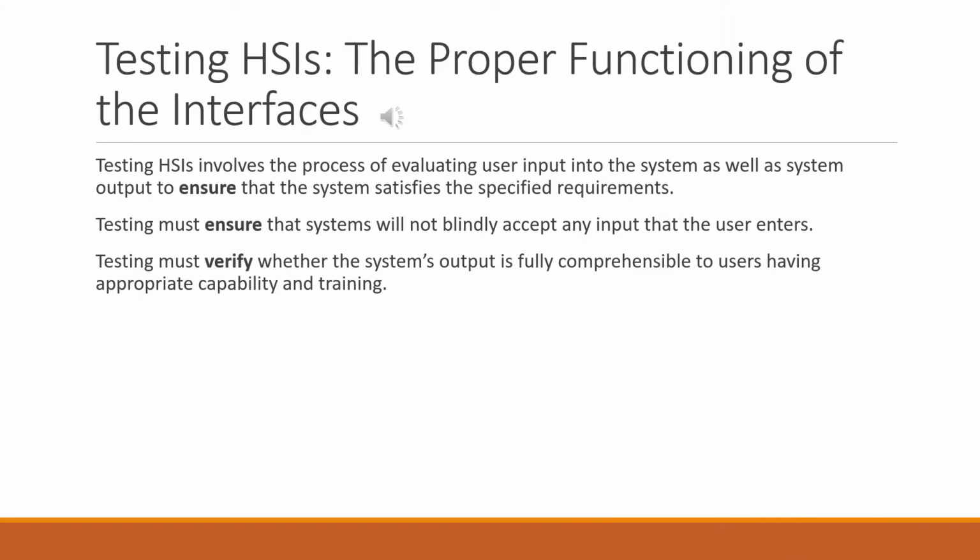There are two components when testing HSIs. The first is the proper functioning of the interfaces. Testing HSI involves the process of evaluating user input into the system as well as the system output to ensure that the system satisfies the specified requirements. Testing must ensure that the system will not blindly accept any input that the user enters. Testing must verify whether the system's output is fully comprehensible to users having appropriate capability and training.